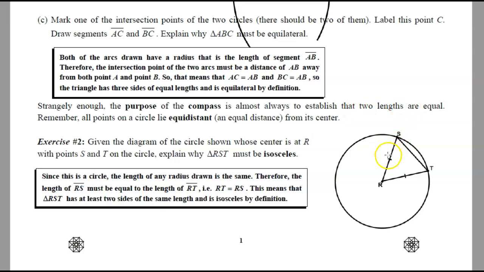Alright, so exercise 2: given the diagram of the circle below, circle R whose center is at R, points S and T on the circle, why must the triangle be isosceles? Well, it's marked isosceles, but the reason we're able to mark that is because every circle has an infinite number of equal radii. So any two of those radii have to be the same length. In this case, both RS and RT are drawn as radii of the same circle, and so by definition, we have an isosceles triangle.